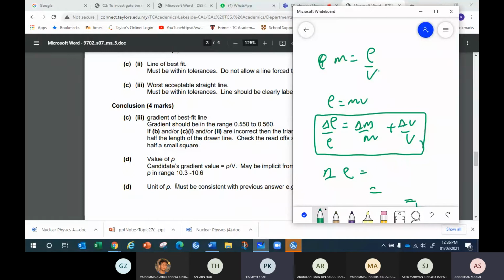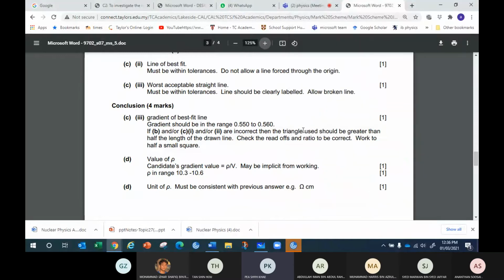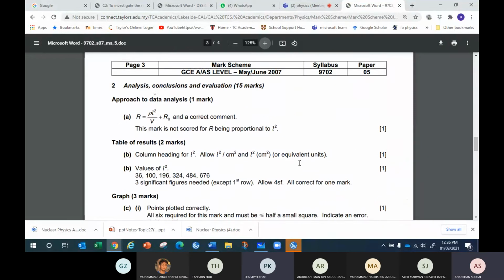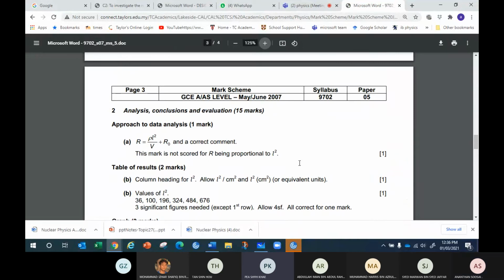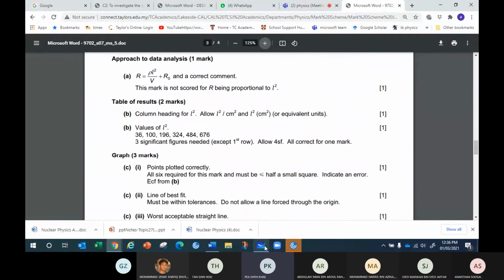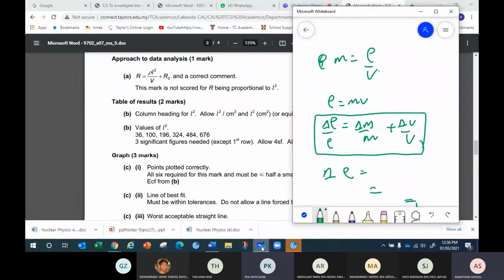Inside the question, it didn't state the value of the error for the volume. So should I just assume it? No. They gave the volume, but they didn't give the error. Oh yeah, sorry. Then in the equation, because there is no error for the volume, you don't have a value. Just this one. So the change of rho equals the change of m over m. So use the formula.